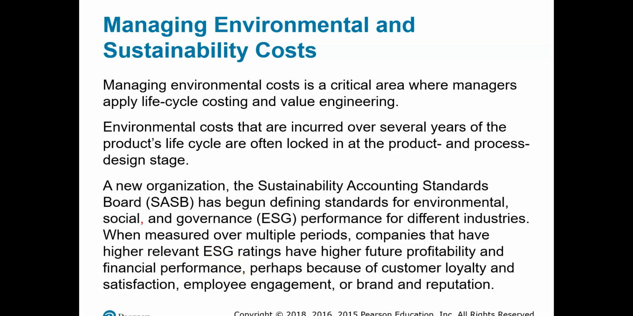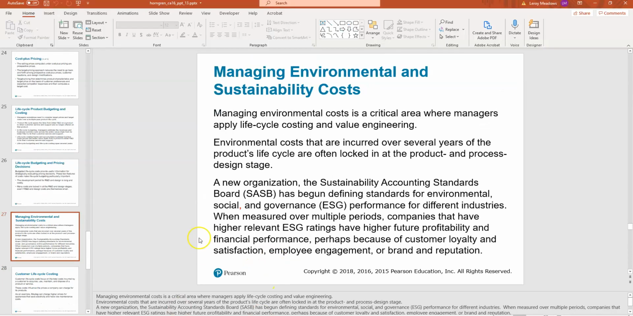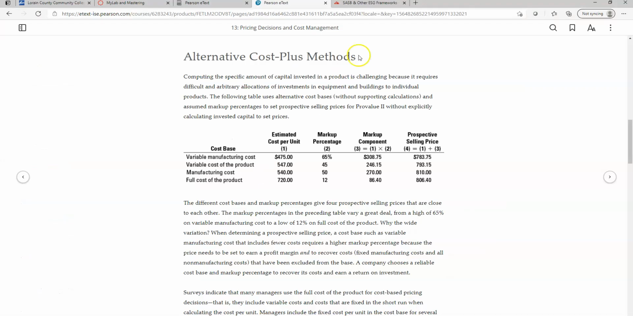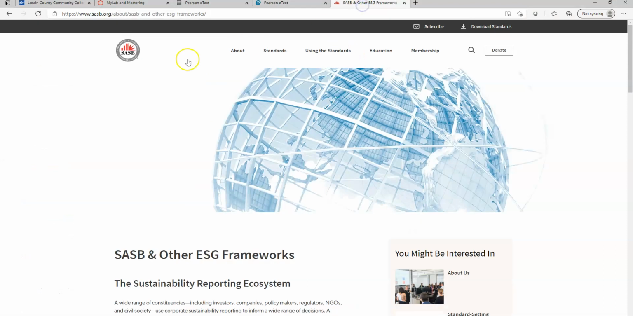People that have higher ESG ratings have higher future profitability and financial performance. Maybe it's because of customer loyalty and satisfaction. It can be employee engagement, brand reputation. I'm sure they are all a part of that. So let's take a look here and let's go to that website.